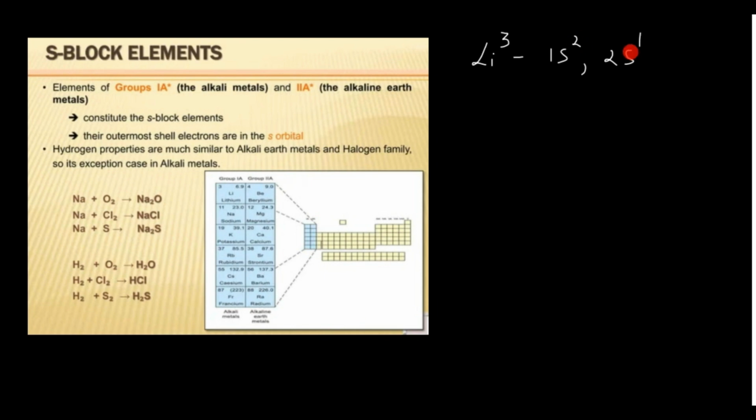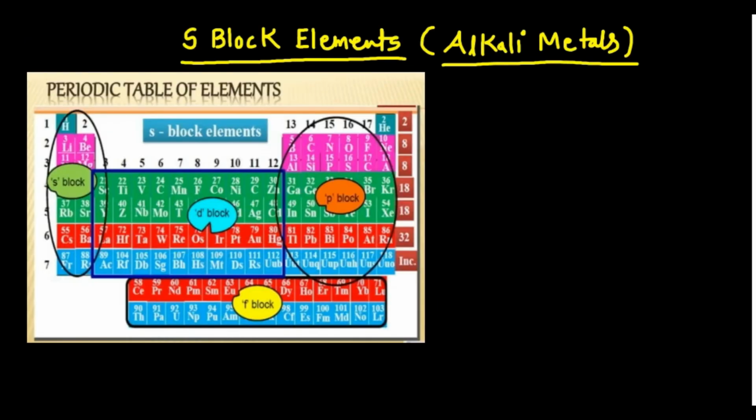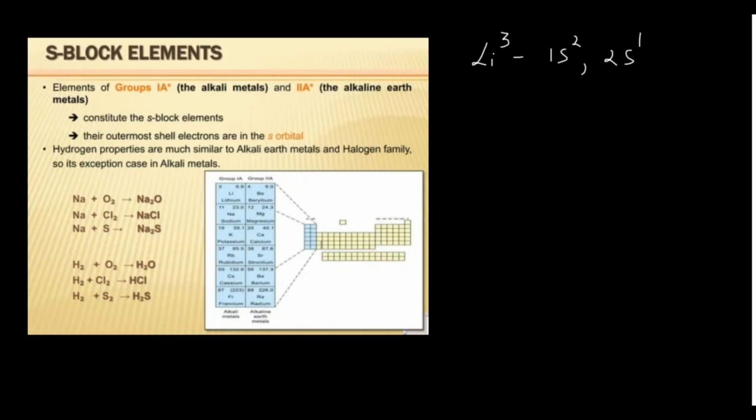Since only 2 electrons can go into the s orbital, that's why only 2 groups are there for the S block elements. That's why only two S block groups are there. First is your alkali metal and second is the alkaline earth metal. There is no problem in that. This is the way you can say how many groups are possible in the case of the S block elements.